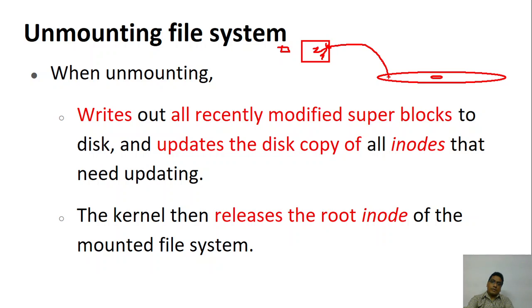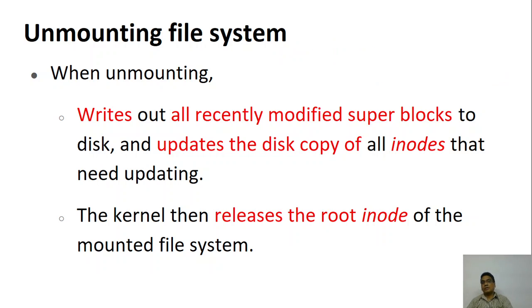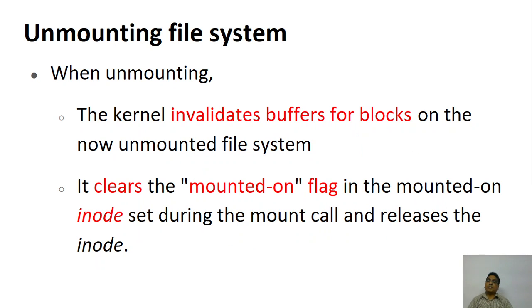Then it also releases the inodes. It updates all the inode copies and releases the inodes. Once it has rewritten the super block, released the inodes, and written all the content of the buffer to the disk, it invalidates the buffer and then goes to the inode and clears the flag called the mounted-on flag of the inode. With this, the file system is completely unmounted.